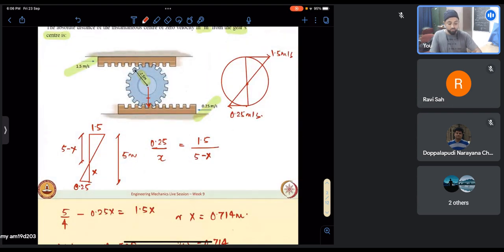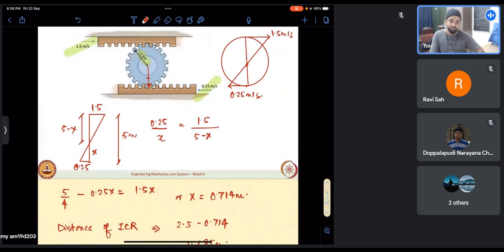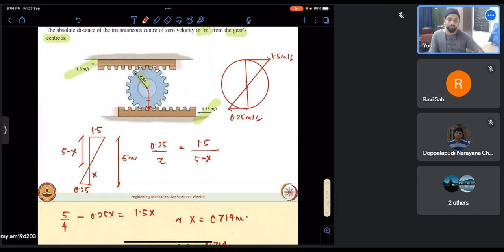Once this is known, what is the implication of knowing this? If both the velocities were equal, then the ICR would coincide with the center of the gear or pinion. At this moment, given this velocity, we see that it is not at the center, but at a distance of 1.785 meters from the center. So we can consider the entire setup to be rotating about this point and thereby find velocities and accelerations of other points.